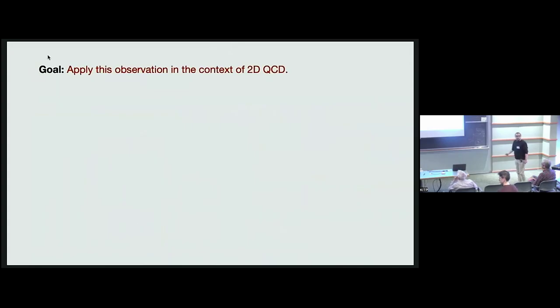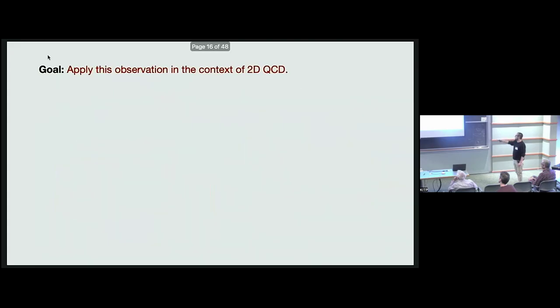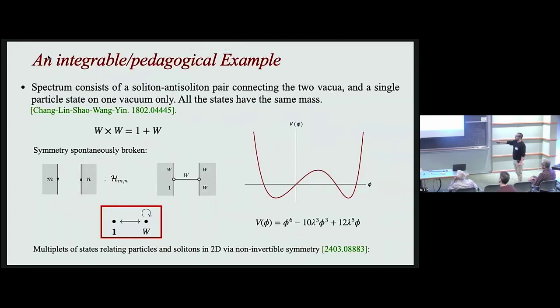And we want to see this in the context of a gauge theory, such as QCD, which is not as easy because it's not, you know, a minimal model deformed by an integrable deformation. It's more complicated than that. My goal is to tell you that, for instance, in SO(3) with fermions in the 5 and PSU(4) with fermions in the 15, these directed graphs are going to be the analog of this graph for the tricritical Ising model deformed by phi-to-1.